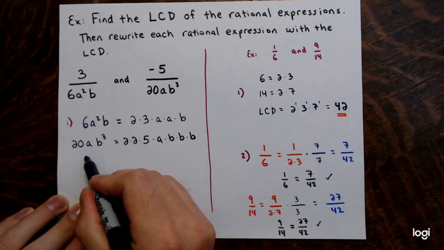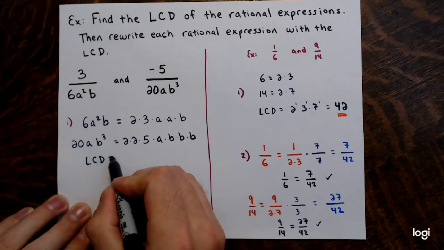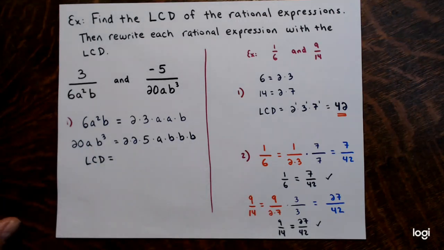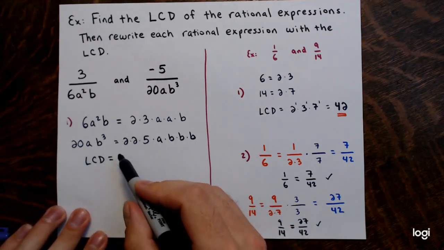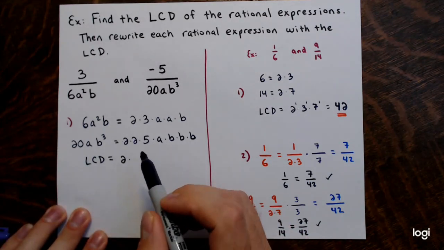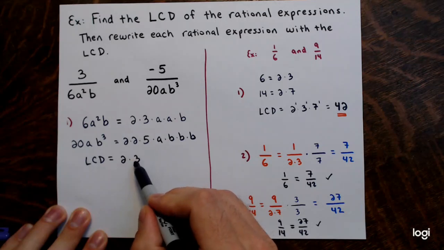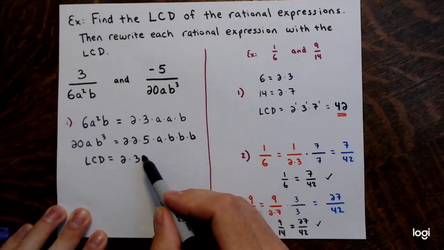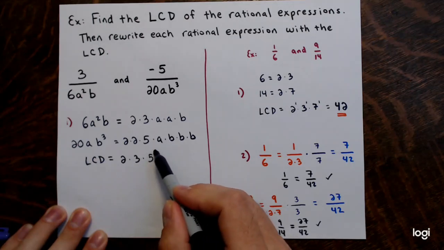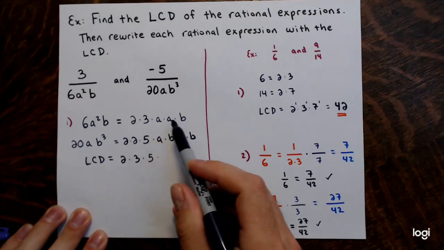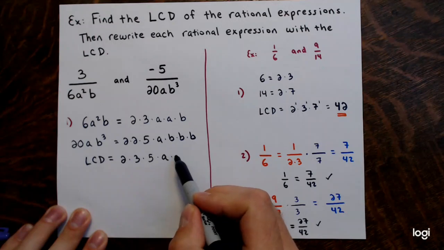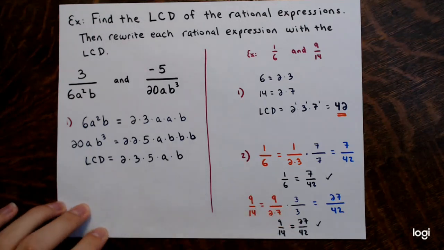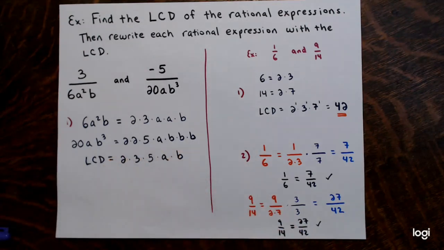So the least common denominator, or the least common multiple of these denominators, is going to have powers of 2, right? There's going to be 2 to some power. 3 is a factor that shows up in these factorizations, so times 5 to some power. There's some a's, right? A shows up and b shows up, okay? And now for the exponents on these.